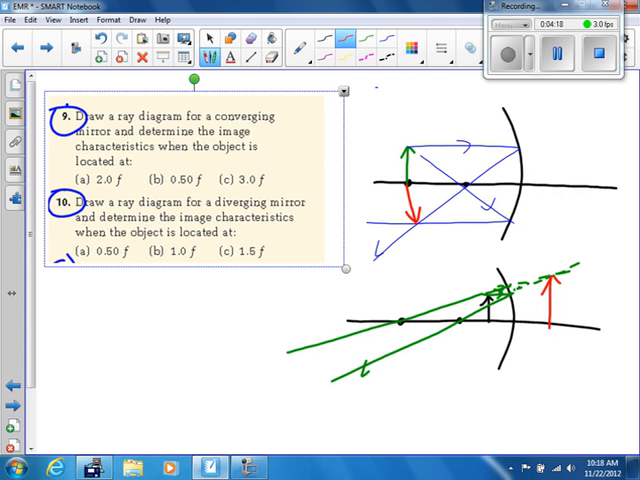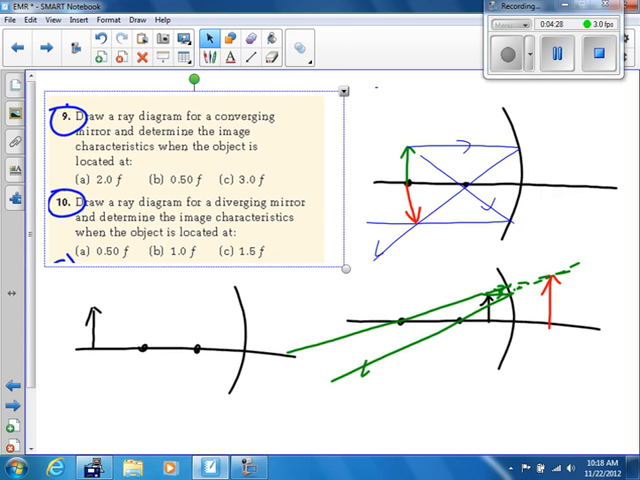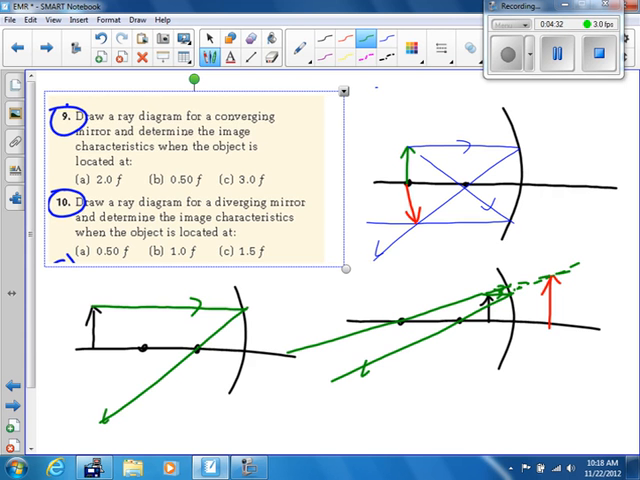3F. So now we're drawing a ray diagram where the object is way out beyond the focal point. Okay, the object is out here 3 times the focal length. First ray, parallel to the principal axis, down through the focal point. Second ray, down through the focal point, parallel to the principal axis. They converge right here, which means this image is going to be smaller, it's going to be inverted, and it's going to be real. We could project this one onto a screen.